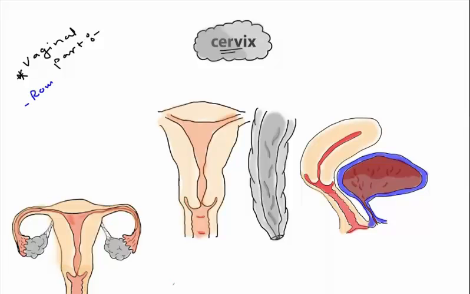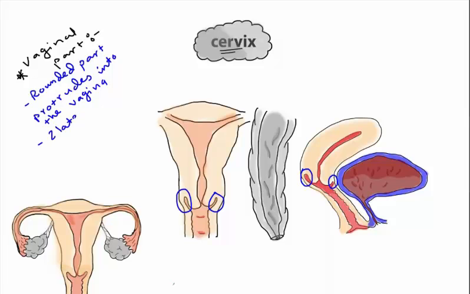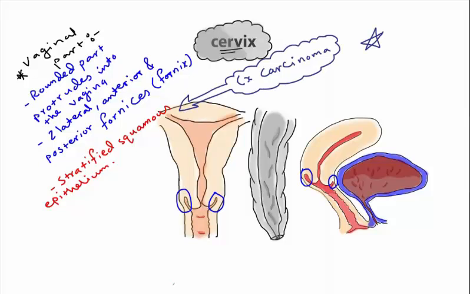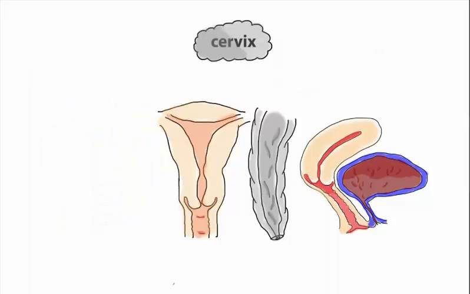Now the vaginal part is a rounded part that protrudes into the vagina, and I'm talking about this part. The protrusion into the vagina makes about 4 recesses, and these recesses are named fornices: 2 lateral, 1 anterior and 1 posterior. So it's 4 fornices, and fornix for the singular one. The vaginal part is lined by stratified squamous epithelium, and this is the site for cervical carcinoma, and I'm gonna put 2 stars at that point. It also has mucus secreting glands.